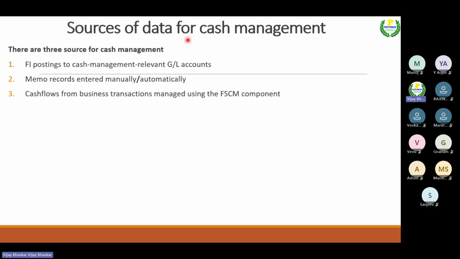Now, source of the data for cash management. Now we are only talking about cash management. We are not talking about liquidity management. We will talk about liquidity management also once cash management is completed. Again, please take note, cash management is a separate concept. Liquidity management is a separate concept. But now, together we can do the planning. Either you can go for cash management only, where management wanted to know the current balance lying in the bank accounts.